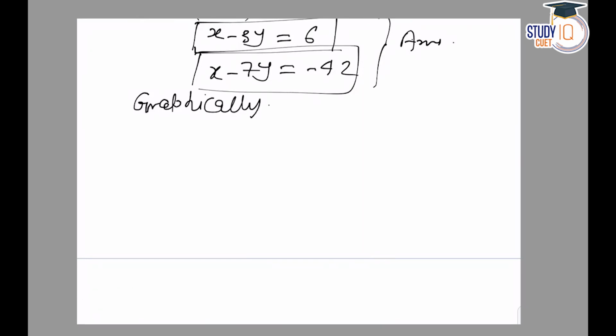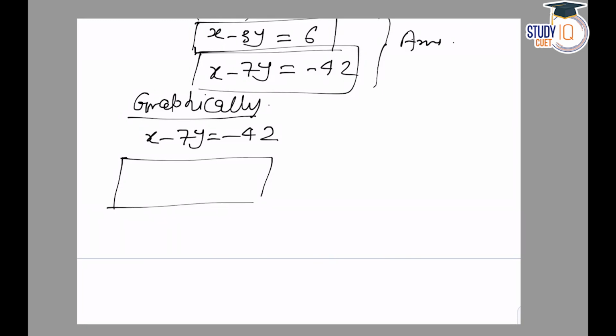So we have to draw the graph of these two equations. That is, for the first equation, x minus 7y equals minus 42, make a table for x and y to draw the graph. If we put x equals 0, then we get y equals 6. If we put x equals minus 7, then we will get y equals 5.